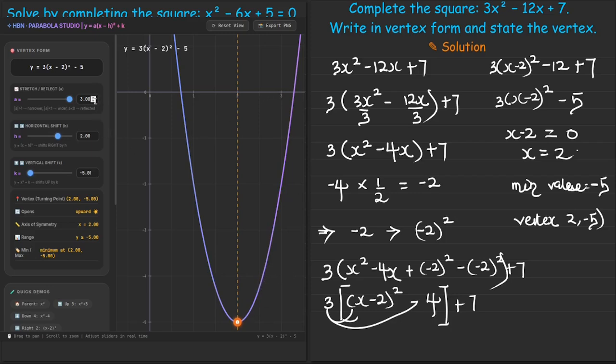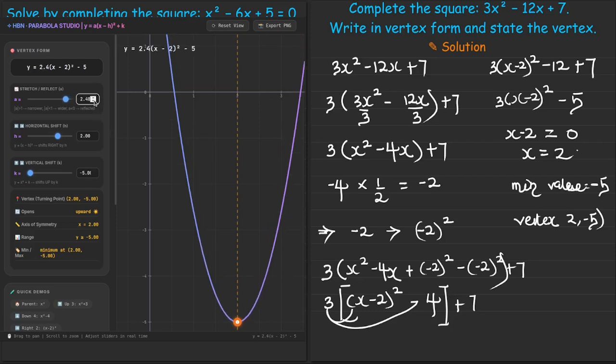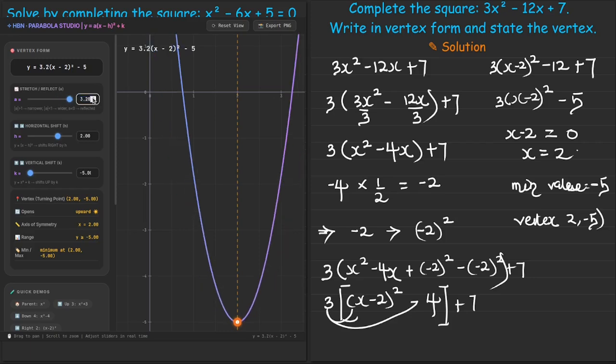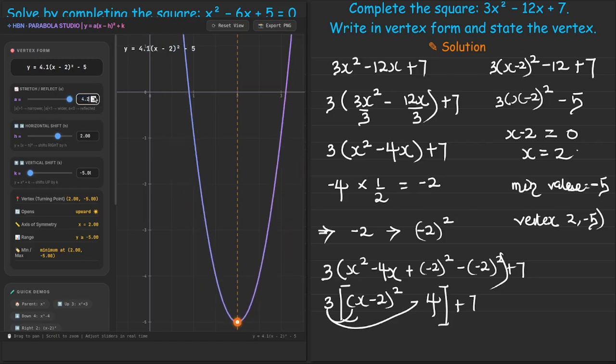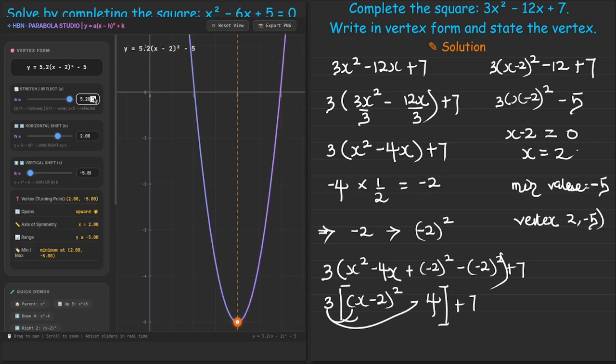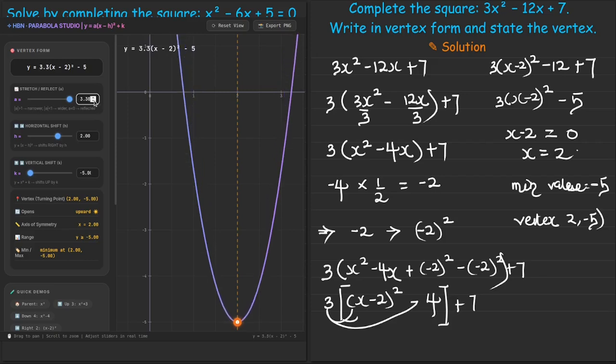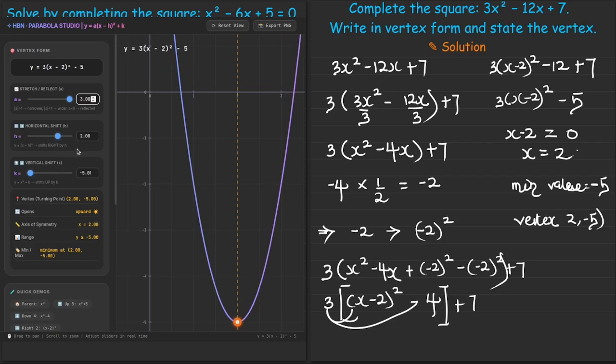As you can see, if I change the value, you see it expands. But if I increase it, the higher its positive value, the more it compresses, you see. But what we had was 3, so let's maintain it as the 3. So that is it for our graphical presentation.